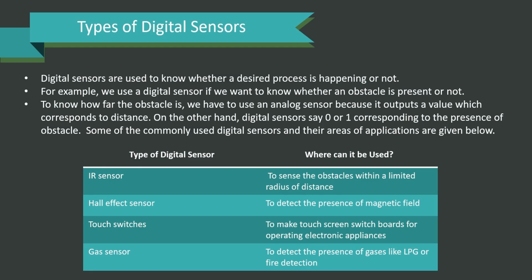To know how far the obstacle is, we have to use an analog sensor because the output value which we get is corresponding to the distance. But on the other hand, if you want to know if an obstacle is present or not, we will go with digital sensor. If you want to know the distance, it has to be analog because it varies. If you want to know if it is present or not, you need to go with digital because it tells you if it is available or not.